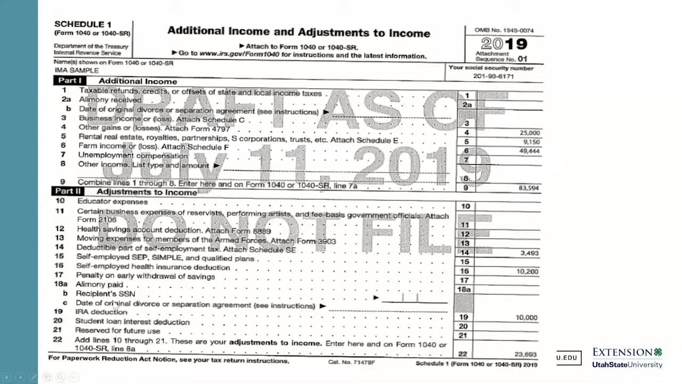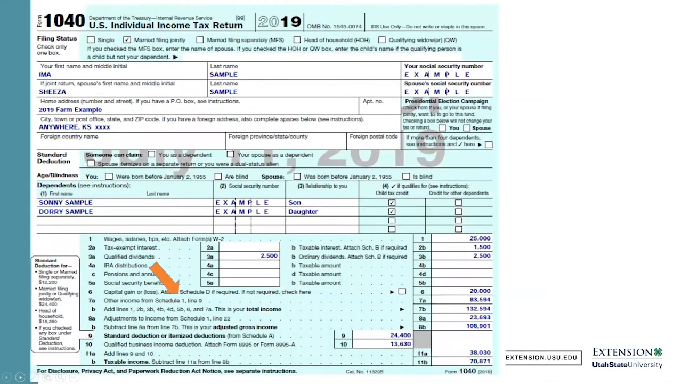And then the bottom half of Schedule 1, these are just different adjustments that you might have. And I don't want to get too deep into the taxes, but just to give you a general feel for where your farm income is flowing through these different returns or different schedules.